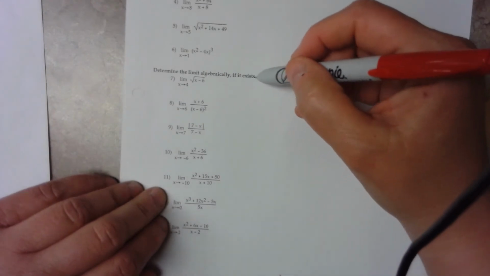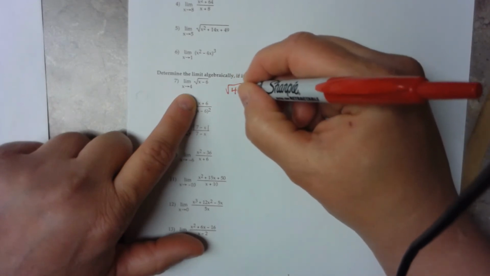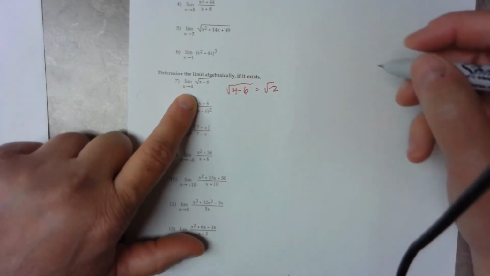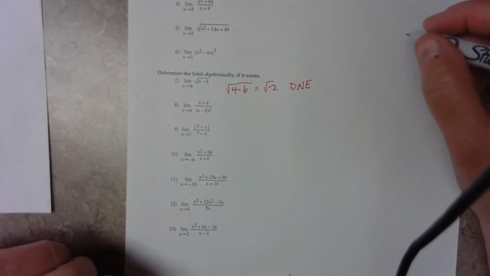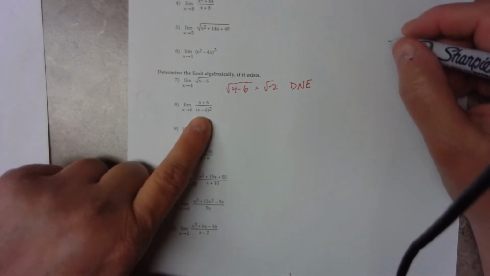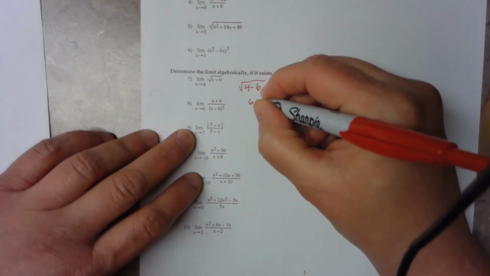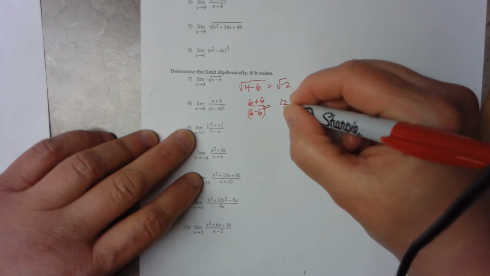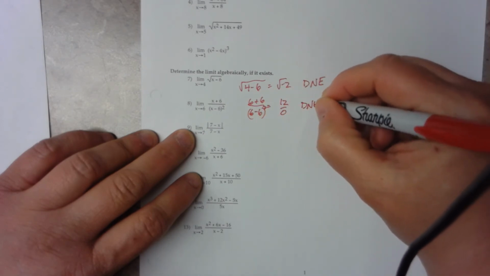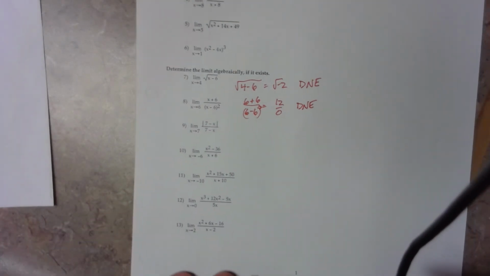If I go down here, determine the limit if it exists. Hint, hint, hint. Let's look at number 7. If I put in 4, I'm going to get 4 minus 6. Well, that's the square root of negative 2. Guess what? That does not exist. I can't cancel anything here. If I put in 6, I'm going to get 6 plus 6 on top, 6 minus 6 on the bottom, squared. And that's going to be 12 over 0. Well, that does not exist. So sometimes you're going to get those does-not-exists in there.